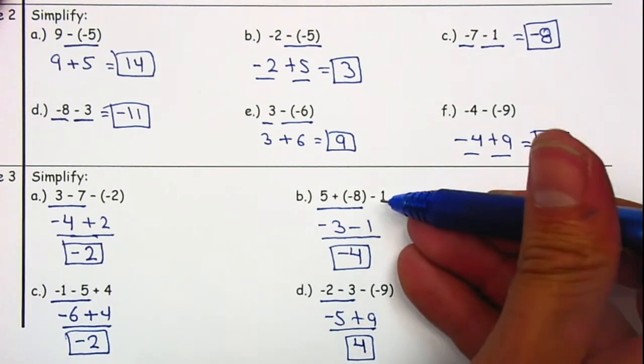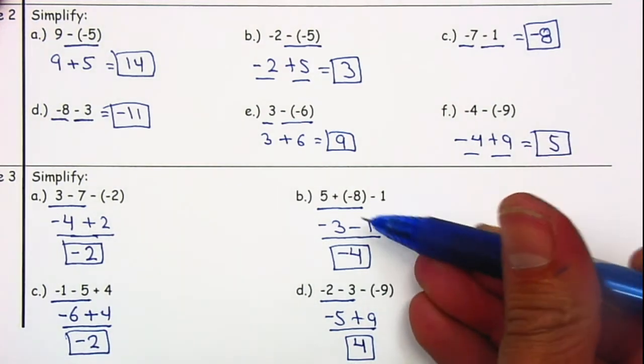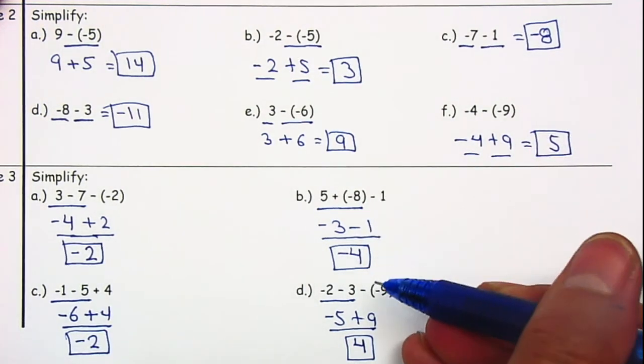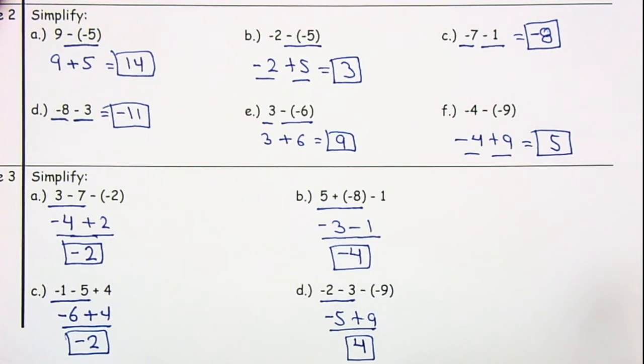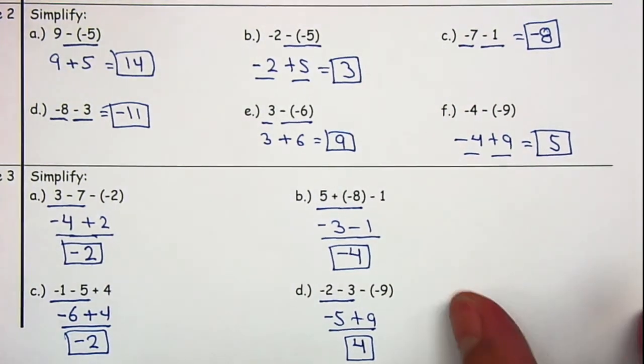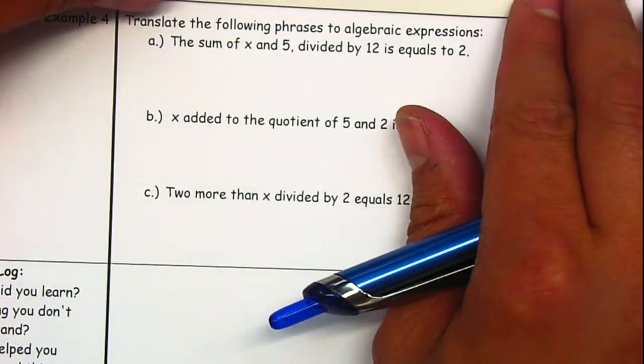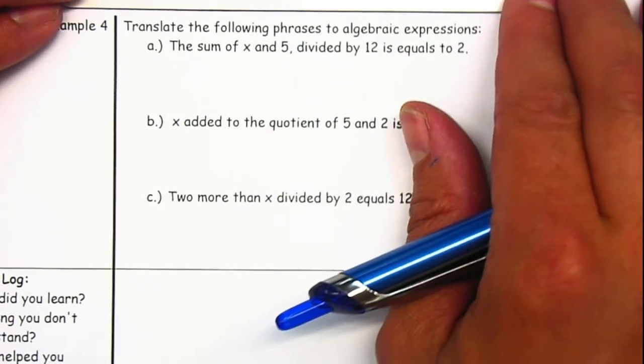On your homework, you need to make sure that you give me all 3 steps and that you underline, just like I did, the step that you're working on, so I can go back and check your work. Let's continue with the back side. On the back side are simple translations. You need to be able to translate the following phrases to algebraic expressions.